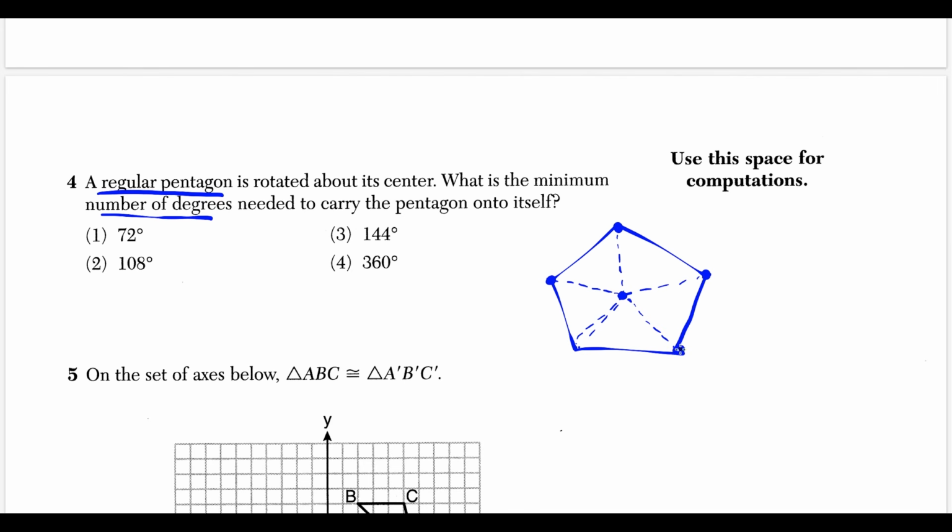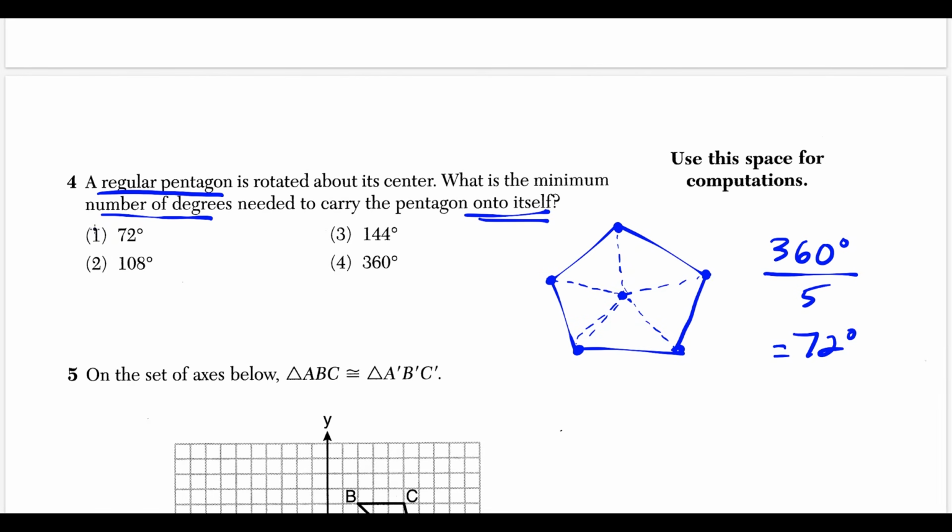And just know a regular polygon is a polygon where all sides and angles are equal. So the way I drew this pentagon, all the sides are the same and all these angles here are the same. But in order for it to carry onto itself, we have to rotate at an angle exactly equal to the measure of one of these central angles. If we were to spin it all the way around, that would be 360 degrees. But we have 5 central angles here that are equal in measure. So if we do 360 degrees divided by 5, that's going to be equal to 72 degrees.